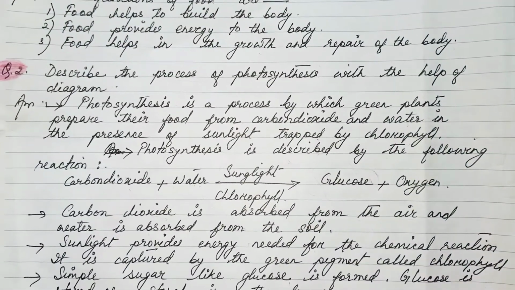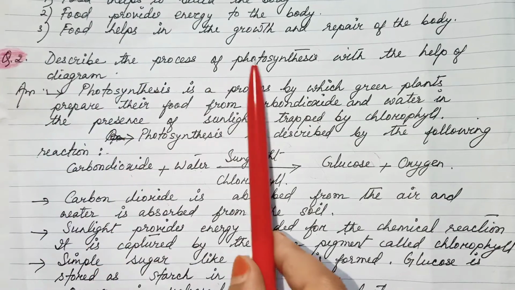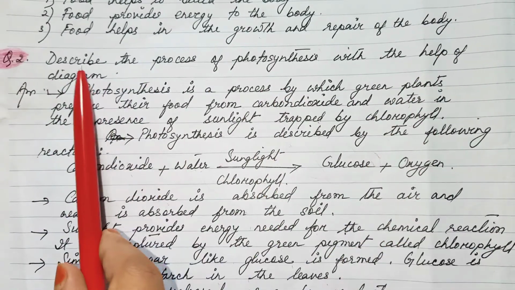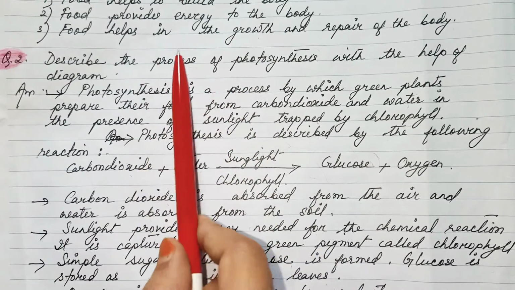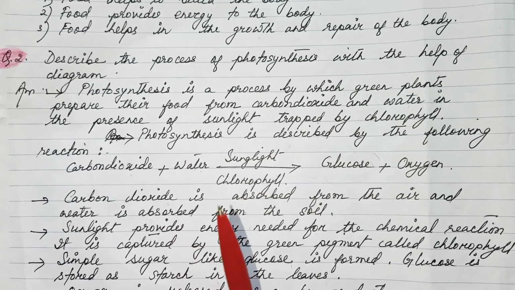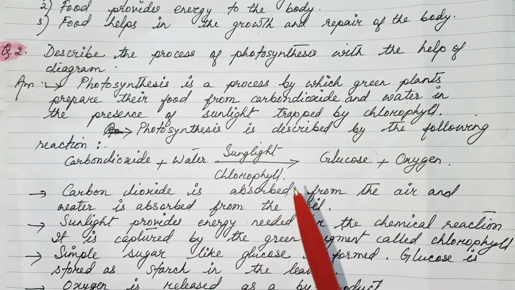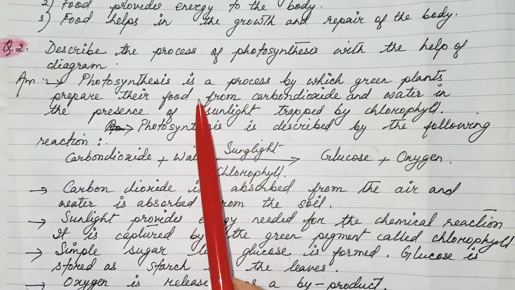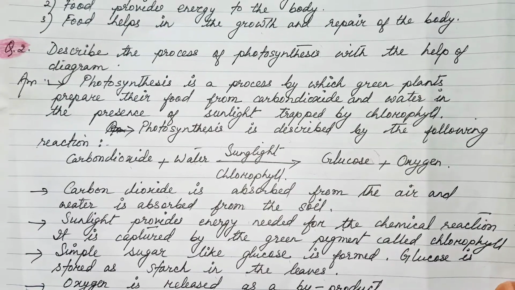The next long question, question number 2, is describe the process of photosynthesis with the help of a diagram. Here the question is asking to describe the whole process of photosynthesis and you have to draw the diagram. So first of all you have to write the definition of the process, then you have to write the reaction, and then you have to draw the diagram.